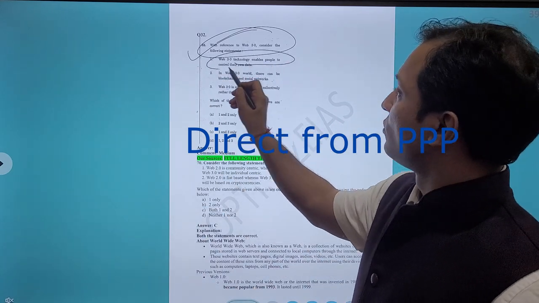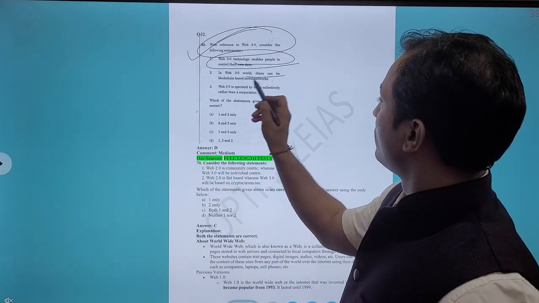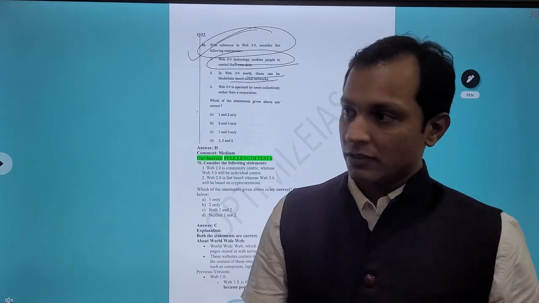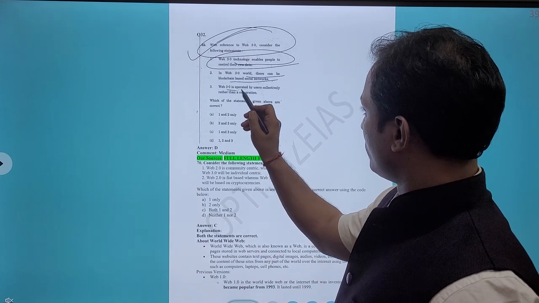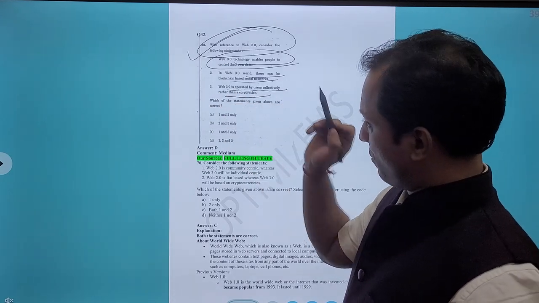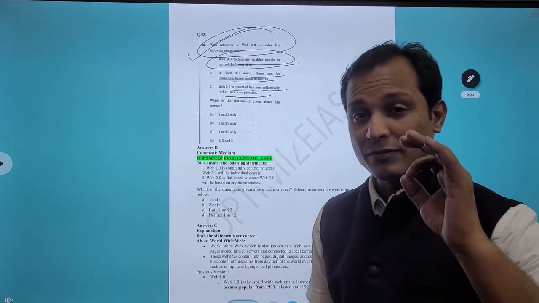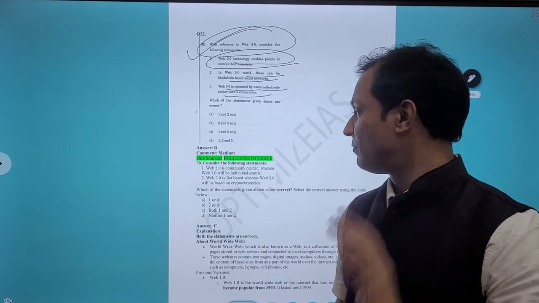Now you see, Web 3.0 enables control over their own data. Okay, second statement, Web 3.0 works on blockchain. The third statement, Web 3.0 is operated by users collectively rather than a corporation, guys. Just you see some magic. You see the magic, guys.